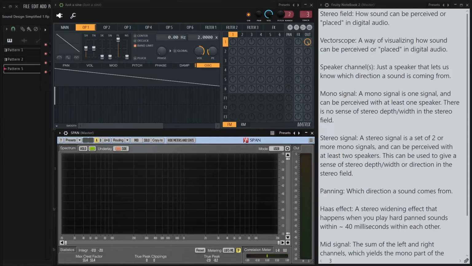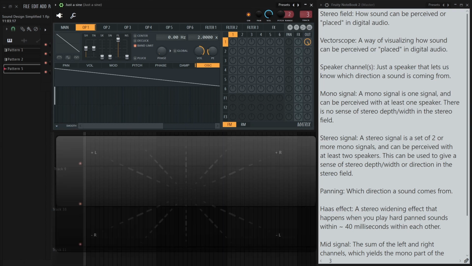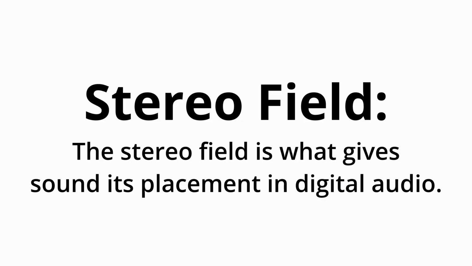If the speakers you're currently using are mono, you won't be able to fully hear or perceive the stereo field, so I suggest you watch this part with headphones or stereo speakers so that things can make a bit more sense. Okay, the next property is stereo, so let's go over the basics of stereo sound. The first thing we have is the stereo field. The stereo field is what gives sound its placement in digital audio.